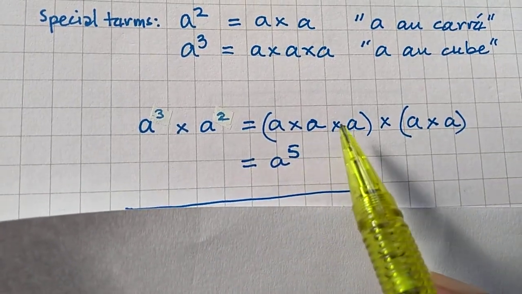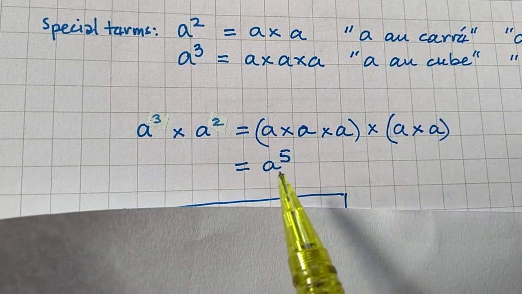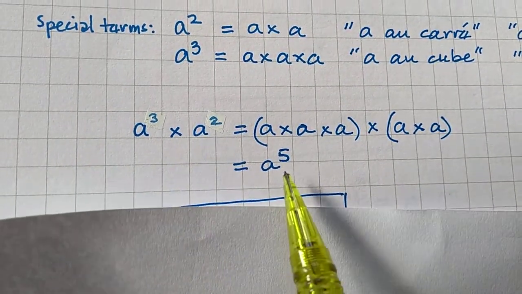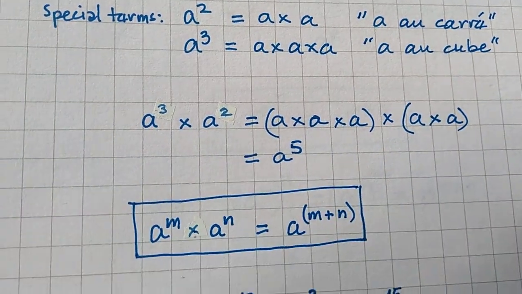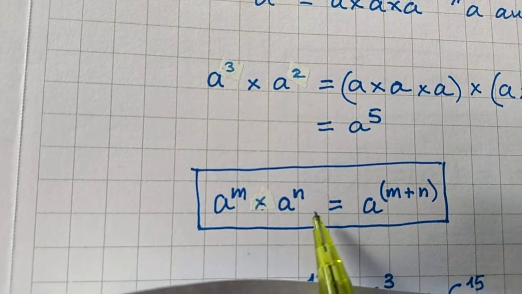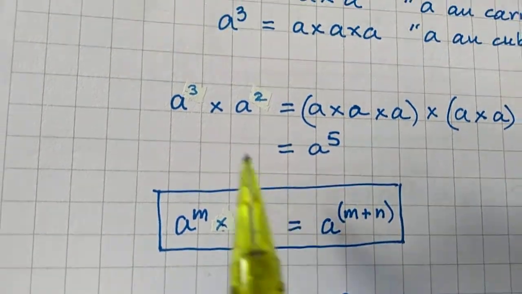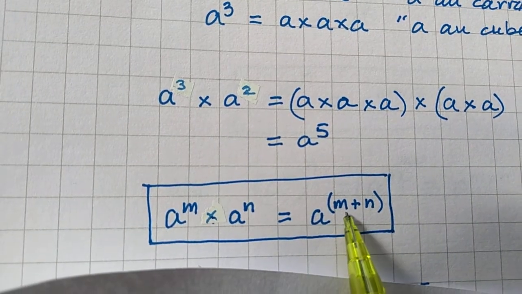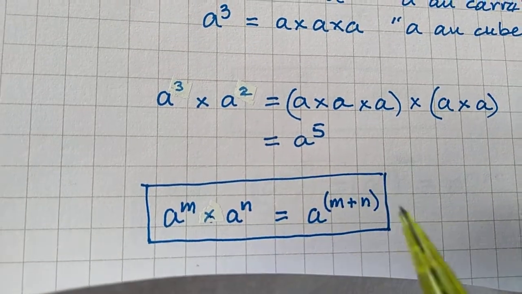Now a into a into a into a into a, 5 times, is equal to a to the power 5. You can see a relationship here between 3 and 2 and 5. Yes, of course, 3 plus 2 is equal to 5. So we come to this result: a to the power m into a to the power n is equal to a to the power m plus n. a to the power 3 into a to the power 2 is equal to a to the power 3 plus 2, which is equal to a to the power 5.